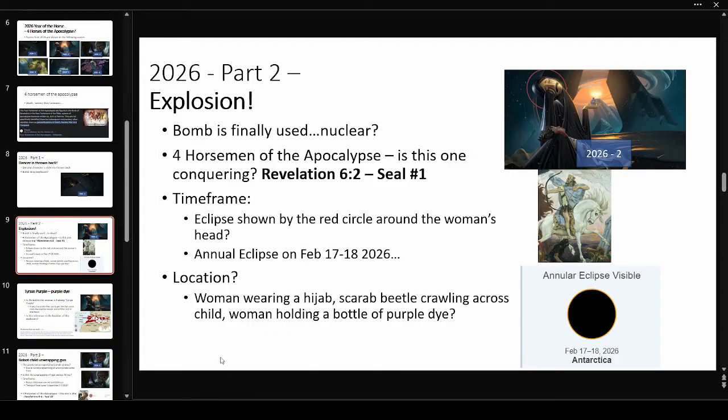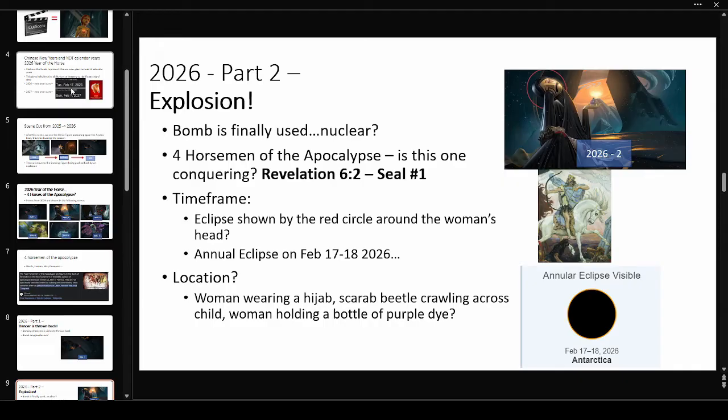Time frame wise, as I've said before, Heliofont likes to use eclipses and everything to show the passage of time. Okay, so if we look here, we see the red circle around her head. Is this the annular eclipse of February 17th and 18th of 2026? As I said before, the year starts exactly on February 17th, for the Chinese New Year. This scene is shown immediately. So it's almost as if right on February 17th or 18th, 2026, this event is going to take place.